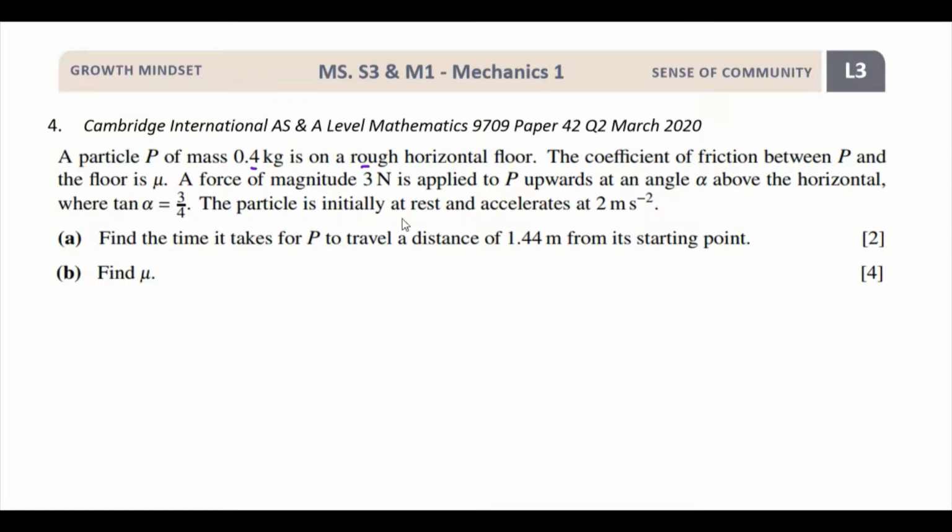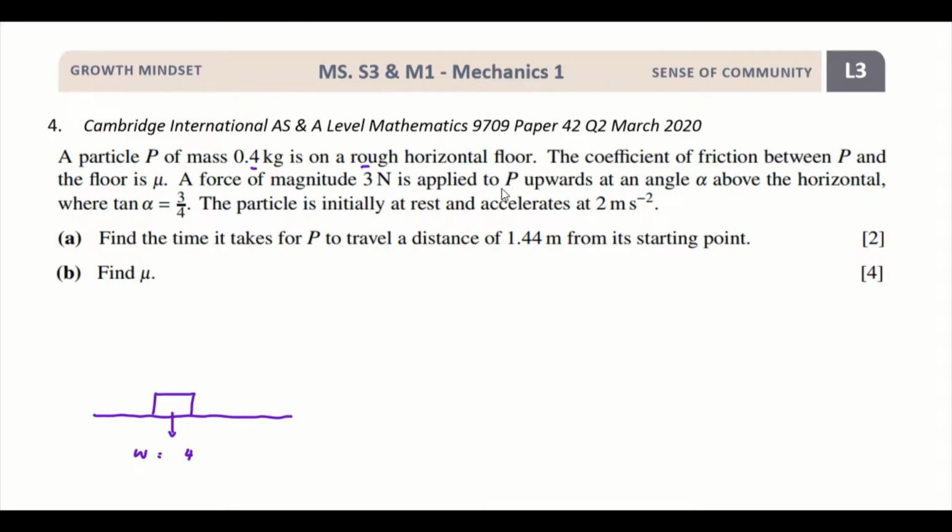The particle is initially at rest and accelerates at 2 meters per second squared. That's quite a lot of information, so let's draw the force diagram first. That's a horizontal floor, and we have this particle P here with a mass of 0.4 kg, so the weight is 4 Newton. The coefficient of friction between P and the floor is mu.